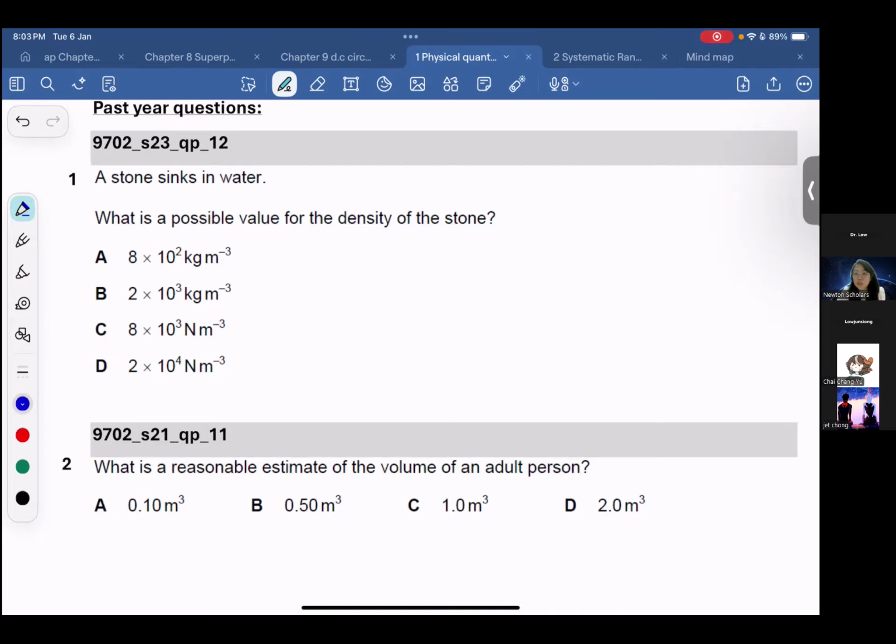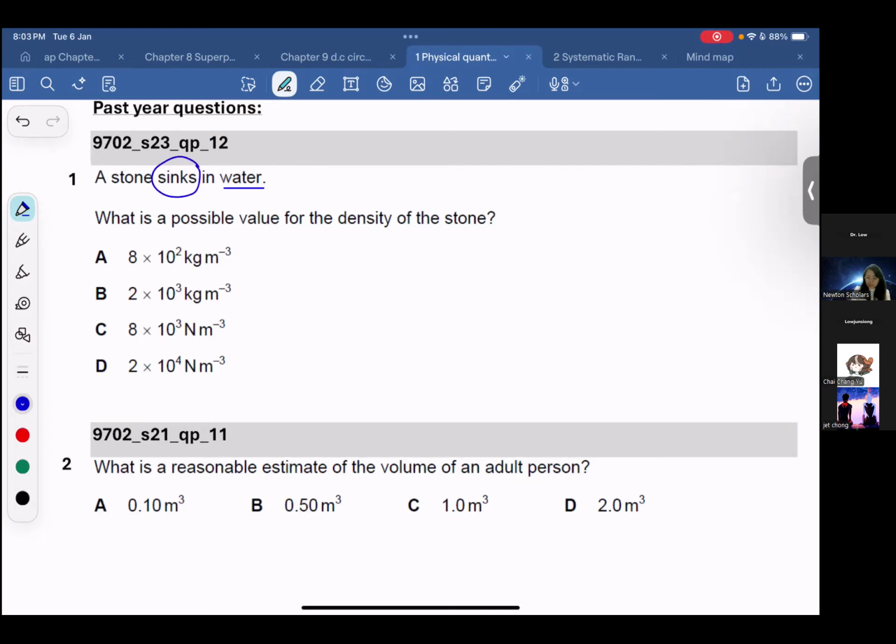Correct, Jun Xiong. Shanice, correct. Yes, very good. Okay. Sink in water. That means that it's related with water, so you have to know the density of water. Chang Yu, yes. Second answer is correct.